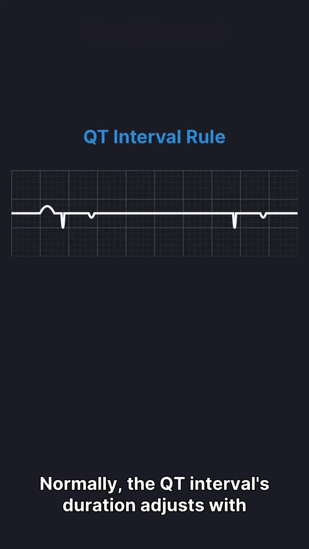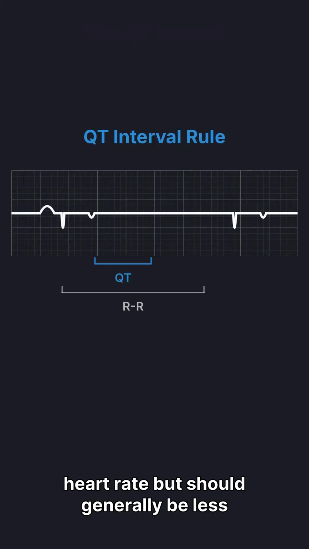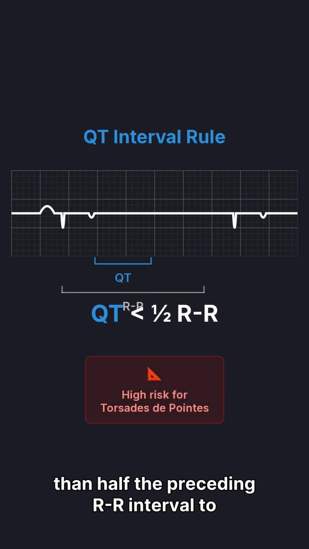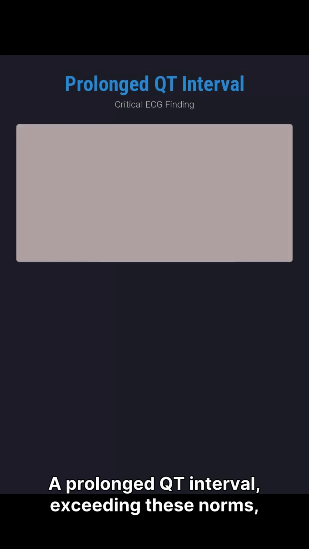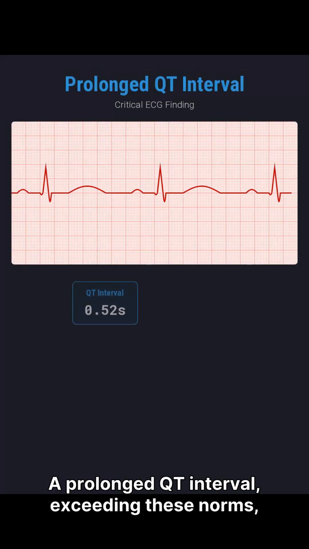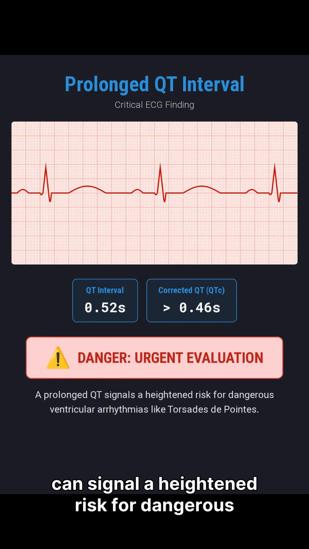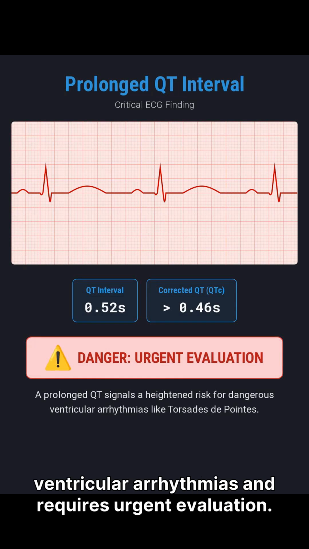Normally, the QT interval's duration adjusts with heart rate, but should generally be less than half the preceding RR interval to avoid risks like torsades de pointes. A prolonged QT interval exceeding these norms can signal a heightened risk for dangerous ventricular arrhythmias and requires urgent evaluation.